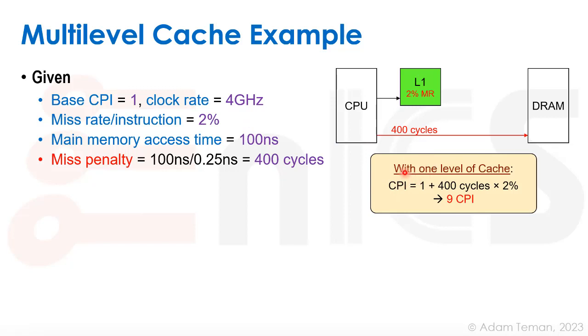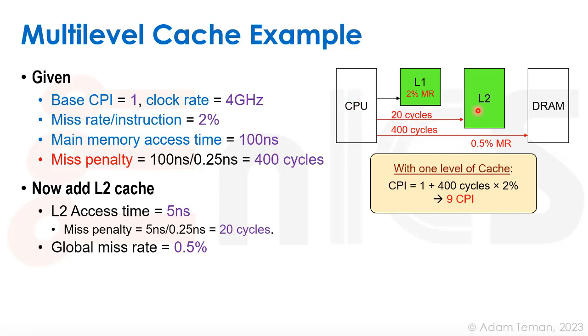So what we're going to do here is find out what our CPI is with L1 missing. We take the base CPI of our ideal processor, plus the 400 cycles that a miss to L1 gives us times the 2% miss rate, and that's going to give us a CPI of 9, which is really bad because it's 9 times slower than the base CPI of our ideal CPU.